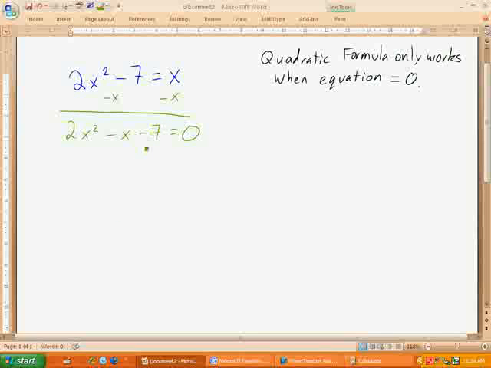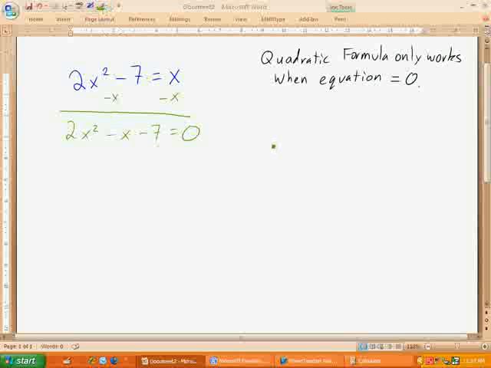Now, can you factor this? I don't know. You may be able to, you may not be able to. Either way, the quadratic formula will always work, even if it can be factored. So if last chapter you hated all that factoring stuff, you don't have to do it anymore. You can just use the quadratic formula. Okay, so we're going to go ahead and use the quadratic formula on this.